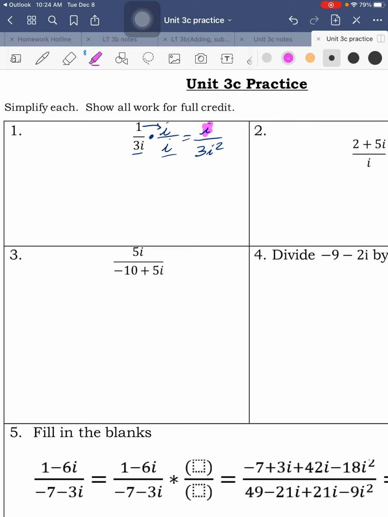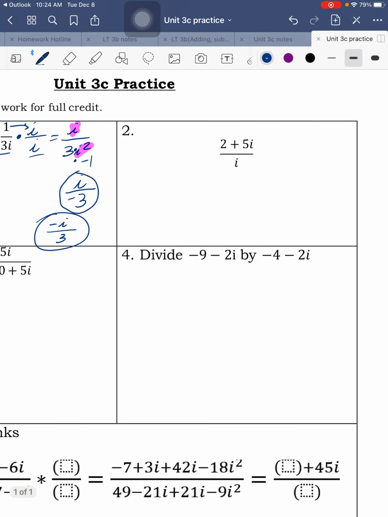Can we simplify anything in the numerator? Nope. Can we simplify anything in the denominator? Yes, the i squared. i squared is equivalent to -1. So this is 3 times i squared, so it'll really be 3 times -1. So our denominator becomes -3. Our numerator stays at i. And that's your final answer. If you don't like the negative in the denominator, you can slide it up to the numerator. -i over 3, that would be fine too.